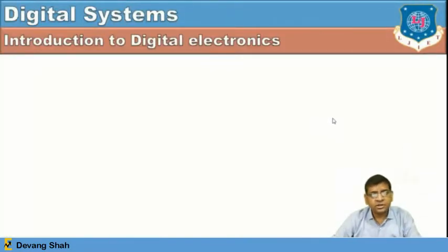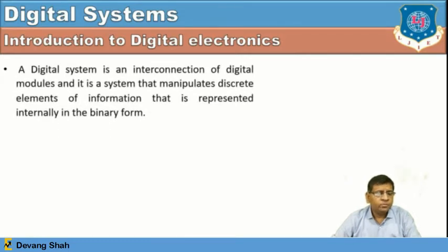What is digital electronics? Digital electronics takes the input in the form of digital signals and provides the output in the form of digital signals. So now we are in a new world, which is called a digital world, where we define the digital system as an interconnection of digital modules, a system that manipulates discrete elements of information represented in the binary system, in the form of ones and zeros. So this digital system can understand the language of 1 and 0.